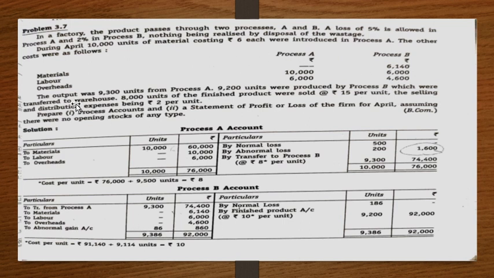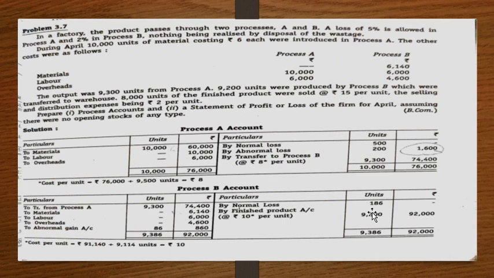Then we have your outputs. We have normal loss units. Normal loss units is 2% on input. So how much is your input? 9,300. So 9,300 into 2% will give you 186. Now we will total up the units. We have output units also. Output units for process B is 9,200. Now in your input we have 9,300 units. Next, normal loss units is 186 and 9,200. Just check if both are tallying. If it is not tallying, then we will either have abnormal gain or abnormal loss.